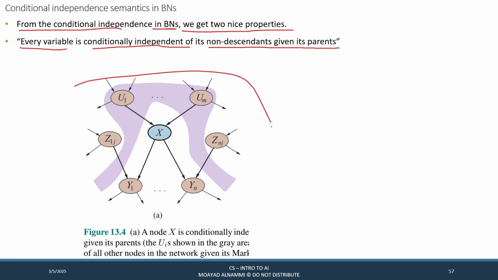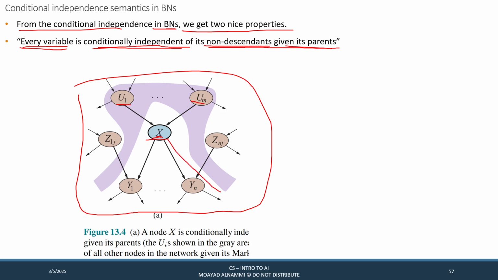If you look at this subgraph, the variable x has two parents, u1 and um. And what this is saying is that every variable is conditionally independent of its non-descendants given its parents. The descendants of x in this graph are y1 and everything under it.